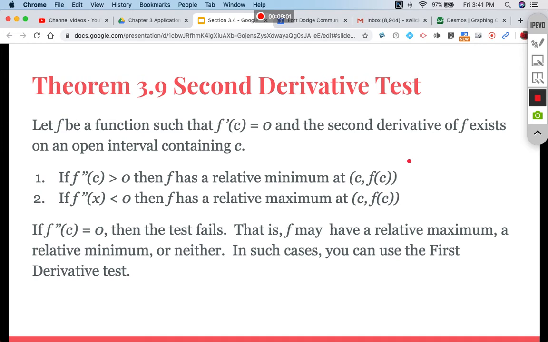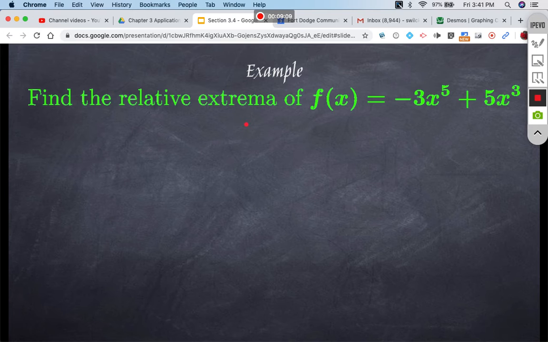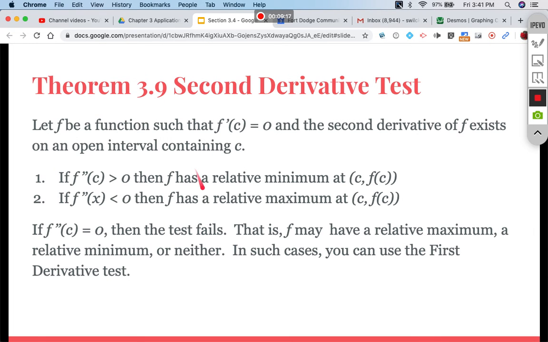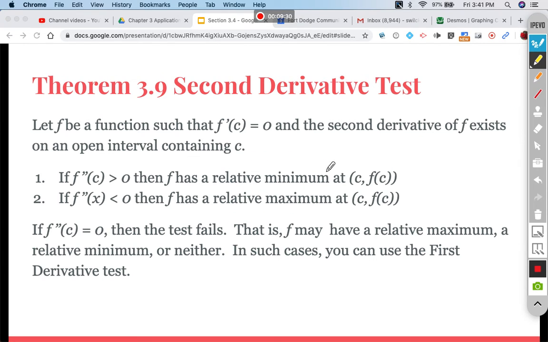That brings us to the second derivative test. Okay, so the second derivative test is actually like the first derivative test. Second derivative tests are looking for your relative extrema.